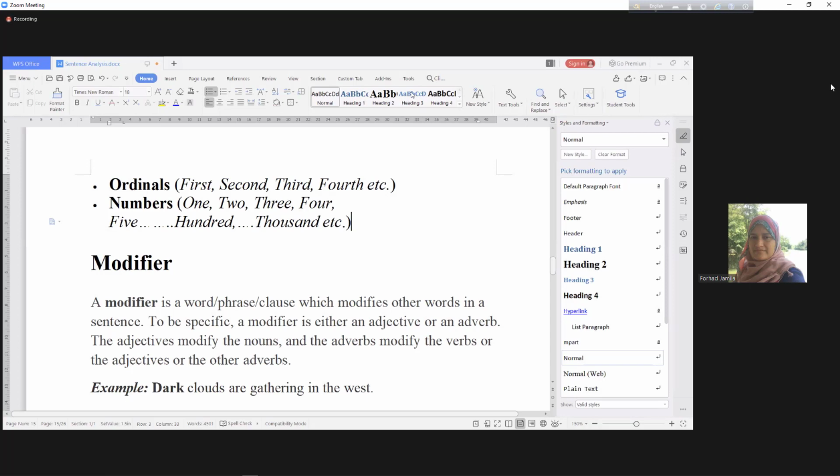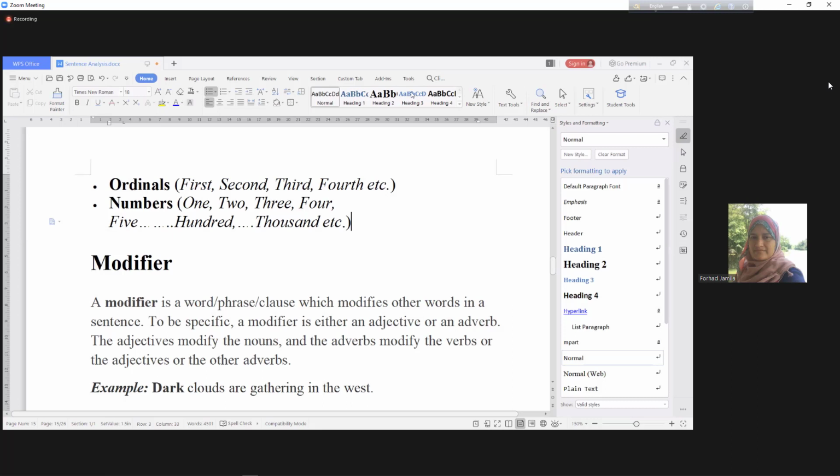Describe, modify nouns, especially nouns or pronouns. Okay, in case of adjectives, they are used to modify nouns or pronouns, and in case of adverbs we saw that adverbs are used to modify adjectives, verbs, and other adverbs. Okay, that's why another name of adjective and adverb is modifier, or you can say adjectives and adverbs are also called modifiers.